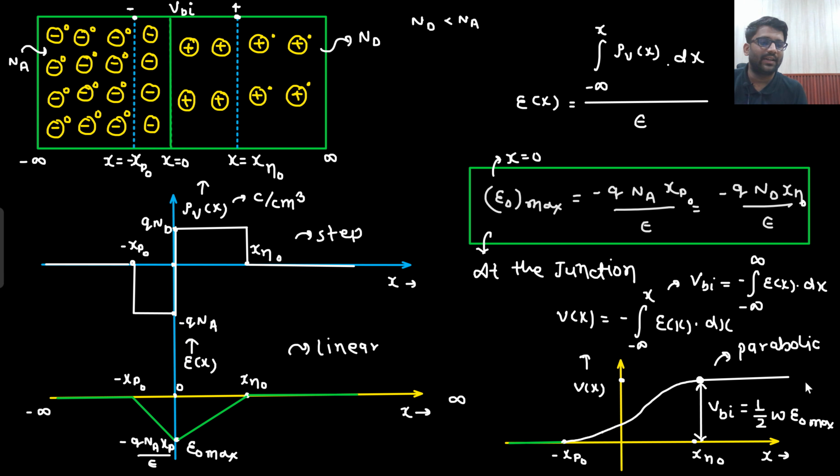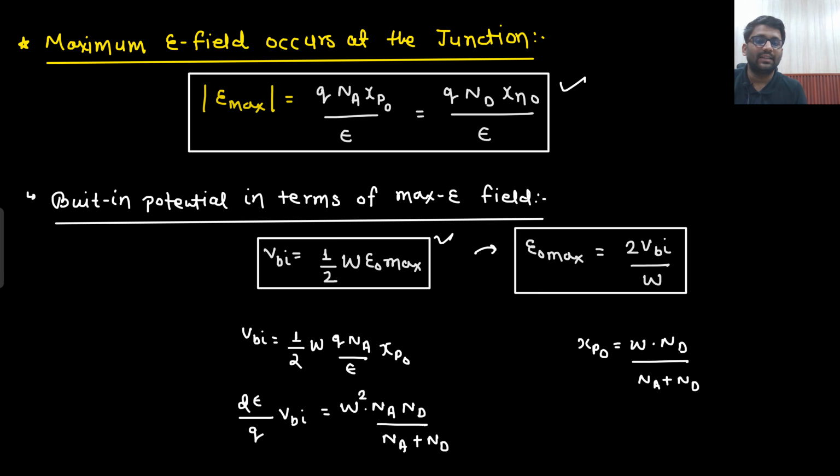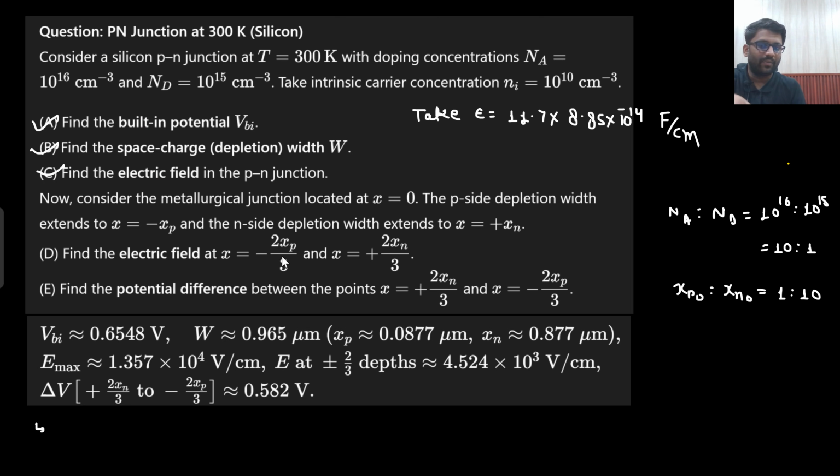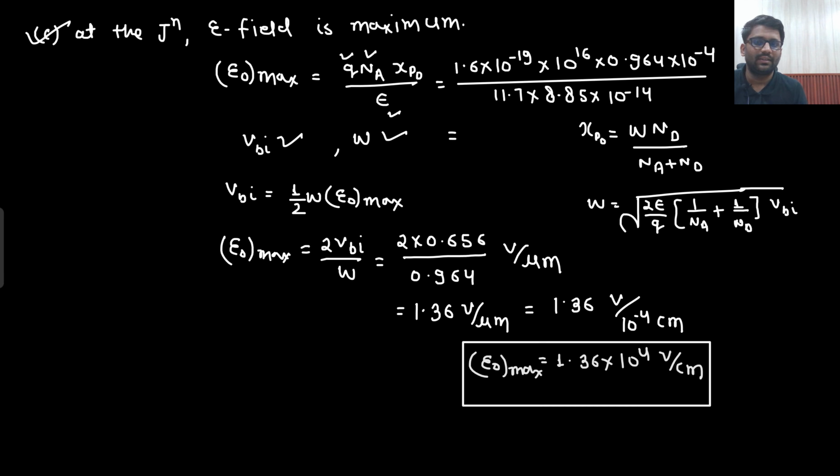For built-in potential as well, I don't need to use any mathematics. But if they are asking between two random points, like between minus 2x by 3 to xn by 3, if they are asking electric field at a random point, then I need to use mathematics, right? So till this date in the examination, they have asked maximum electric field or built-in electric field only. Like here your chapter has ended. On this slide, till this date in the GATE examination, this much thing has been asked.